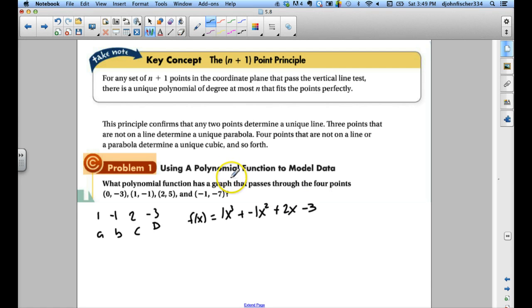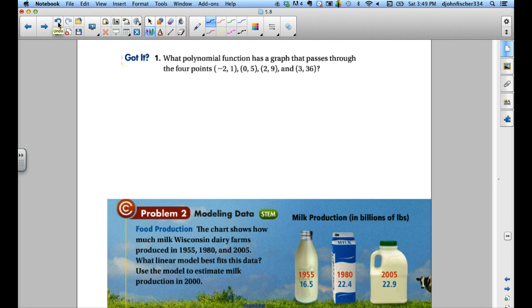So let's look at the next graph. What polynomial function has a graph that passes through these 4 points? This is a cubic again. You do the same thing with this one: set these in your x and y lists and find your equation. Now let's look at the one down here.